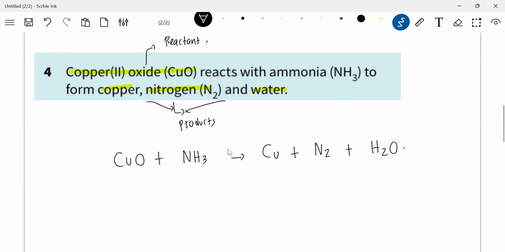Okay, the first step, we have to analyze oxidation states. Take a look for Cu. Do you still remember what is the oxidation number for oxygen? The oxidation number for oxygen is -2.